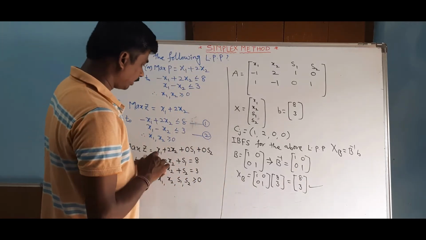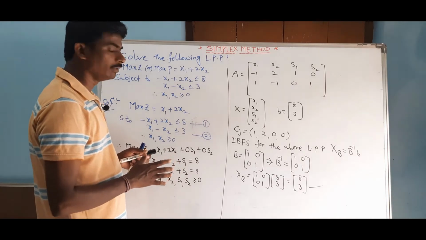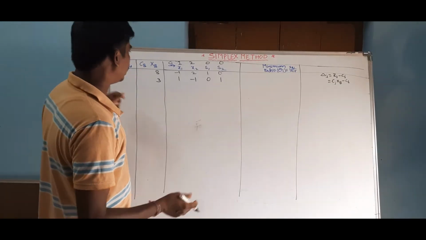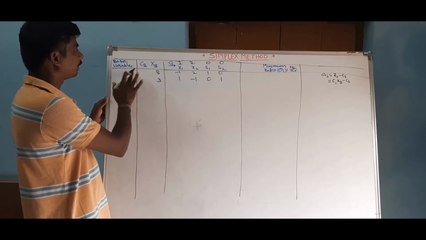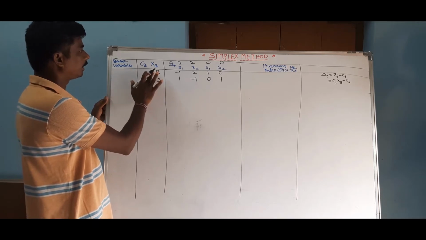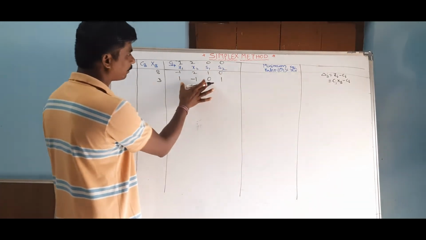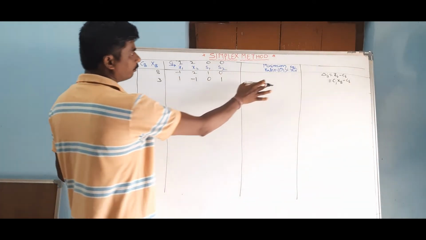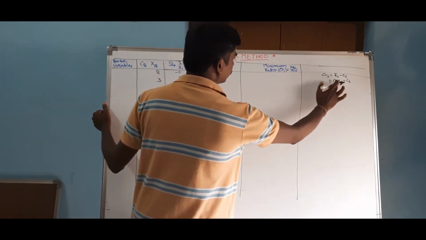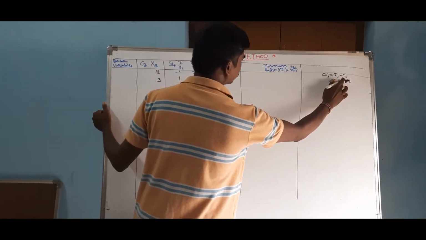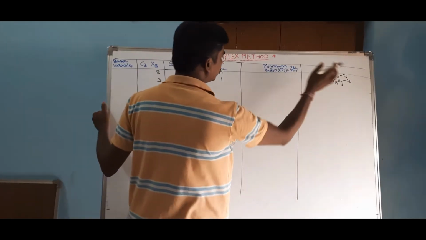Okay, right? Now we are doing the table here. We are preparing the table. See here, we prepare the simplex table here. Basic variables, CB, XB, CJ, X1, X2, S1, S2. This is the matrix. Okay, minimum ratio. Now see here, this is the delta J formula, Zj minus Cj.